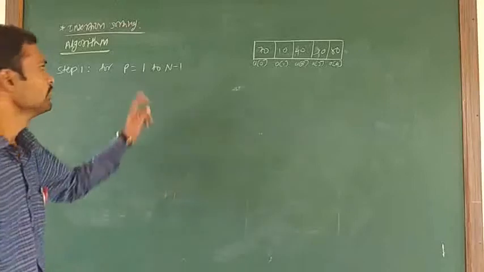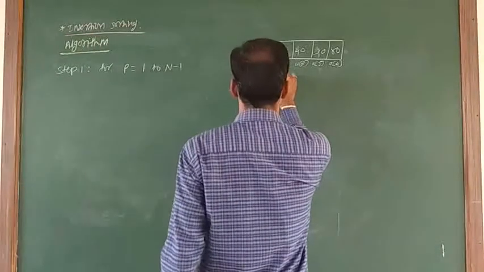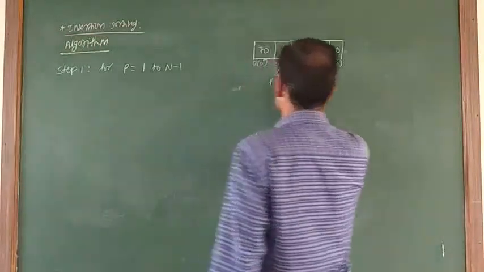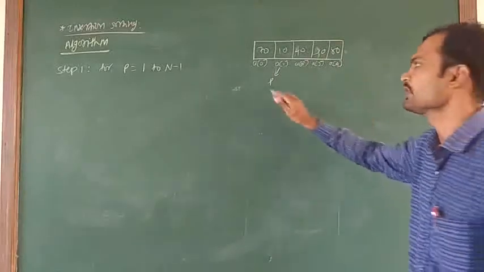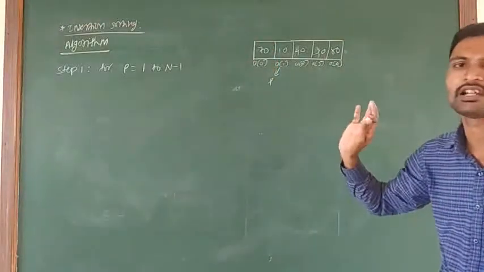So again p is equal to 1, it becomes a p now. In this segment take a variable as p. P to n minus 1 is the last element. So again here also we make the assumption that the first element is in the correct position.